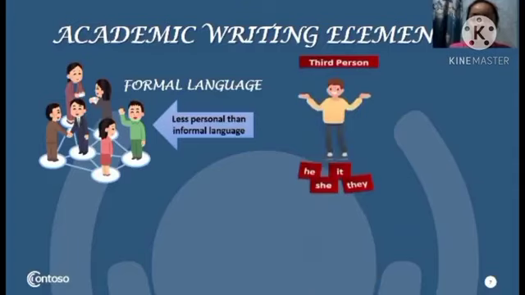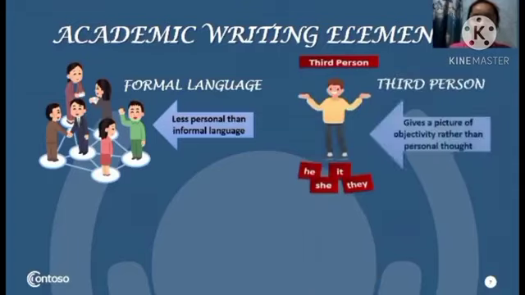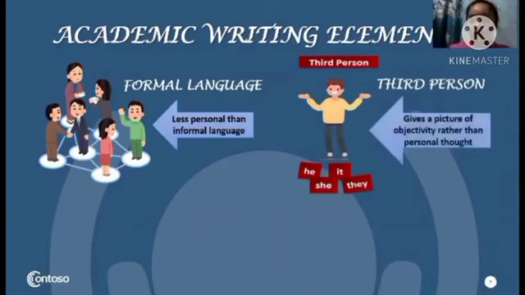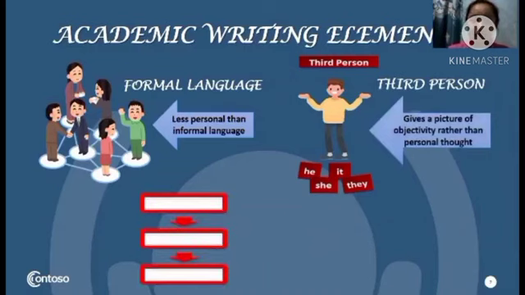Next one is the third person. It gives a picture of objectivity rather than personal thought. What does it mean? The beauty of writing in the third person is that it gives your work an element of objectivity and flexibility. When it comes to fiction works, writing in the third person portrays the narrator as a person who knows it all.